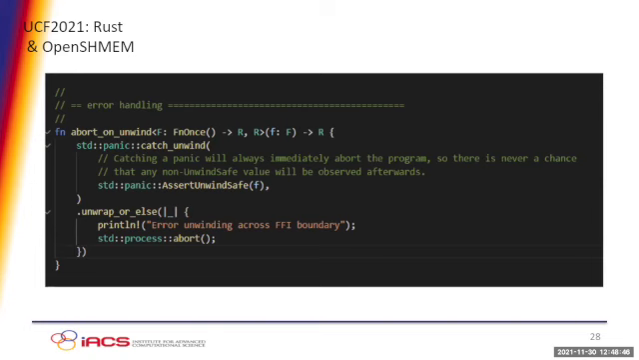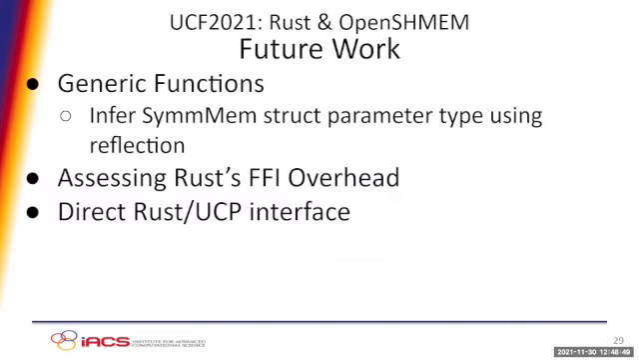And so future work related to the Rust and OpenSHMEM interface would be looking into reflection, also benchmarking to assess the overhead from using Rust's FFI. And also what would be useful for everyone here is a direct Rust UCP interface.